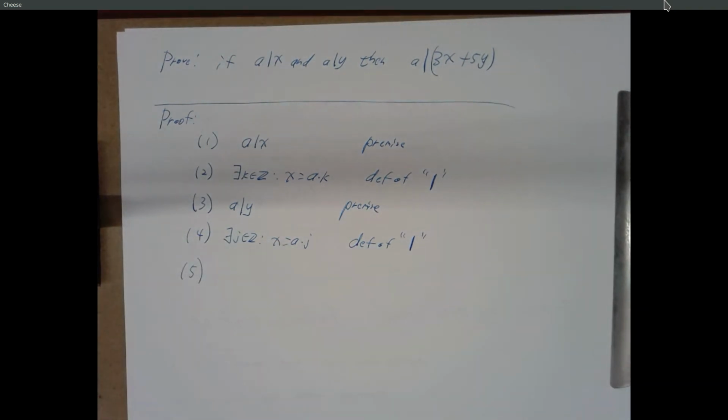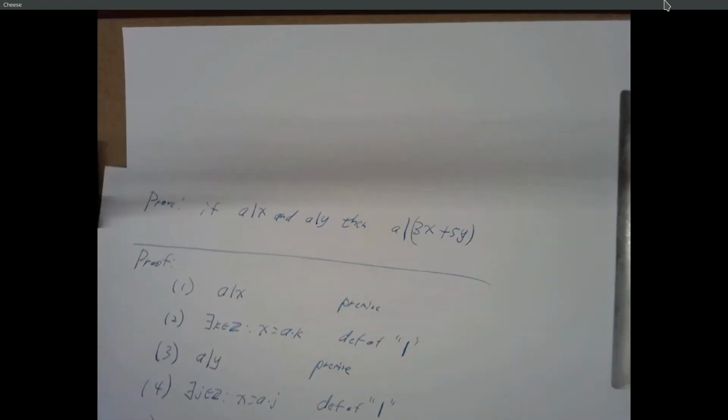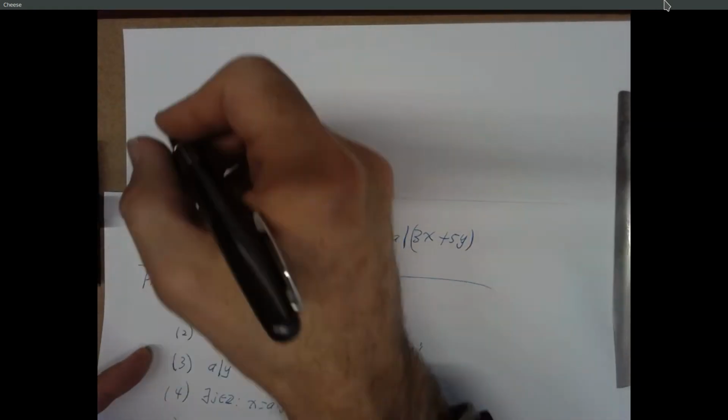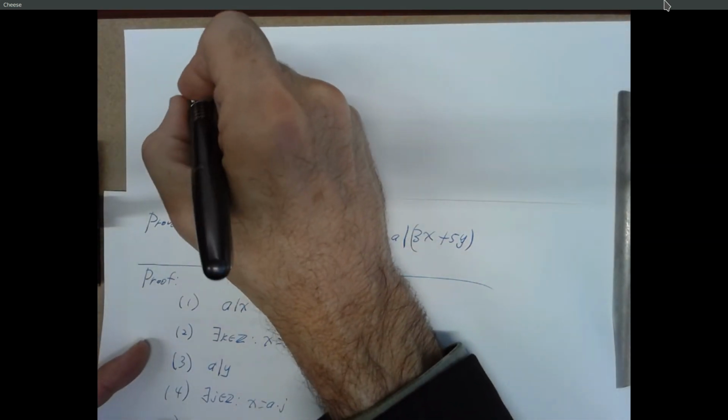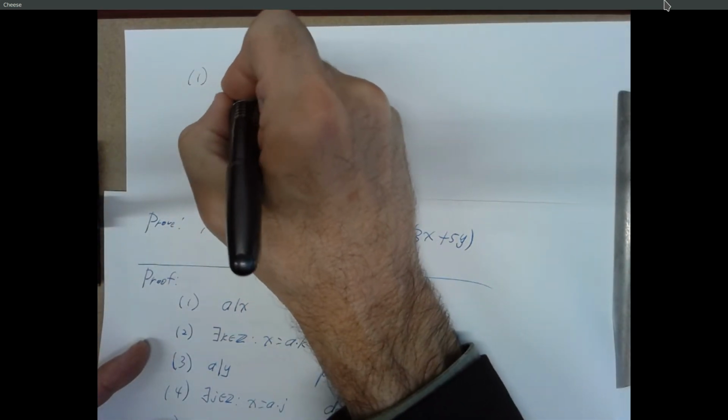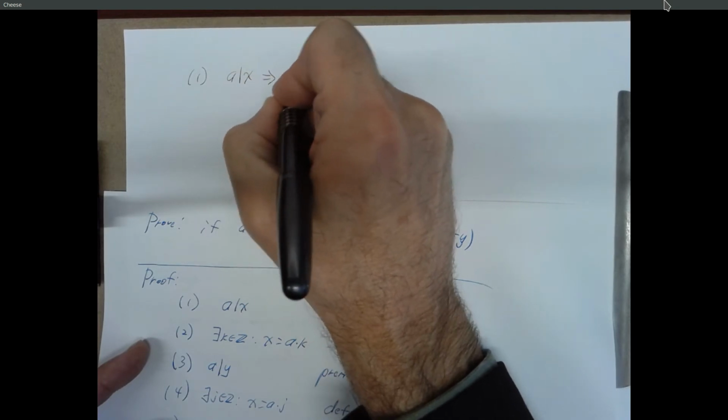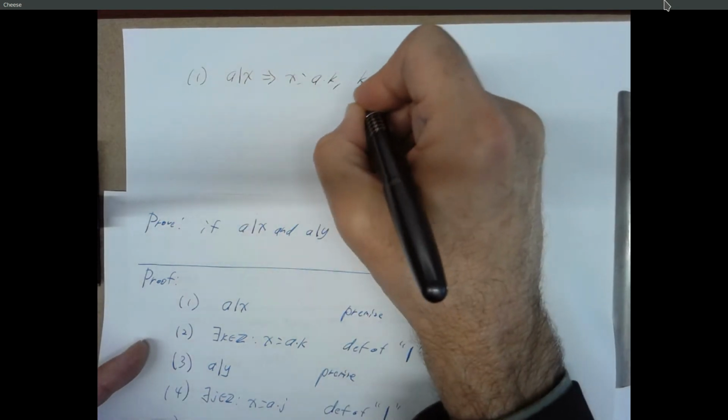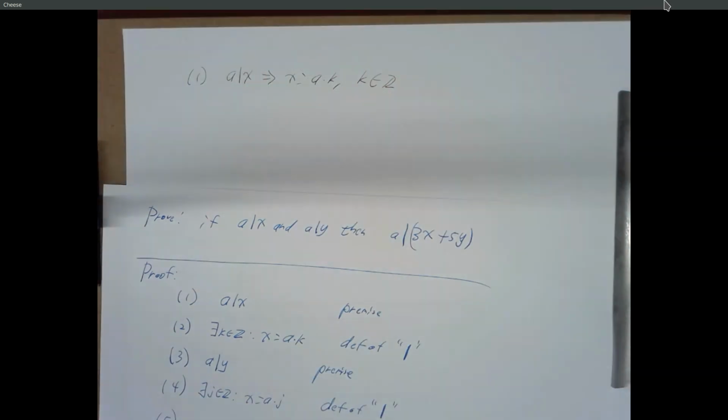Alright, so now we've got to be careful. Let me show you something that I saw in some cases that is actually a problem. In some cases, I saw this: a divides x implies x equals a times k, k is an integer. That is a proposition, and it is a true proposition. But it does not help us in this proof.